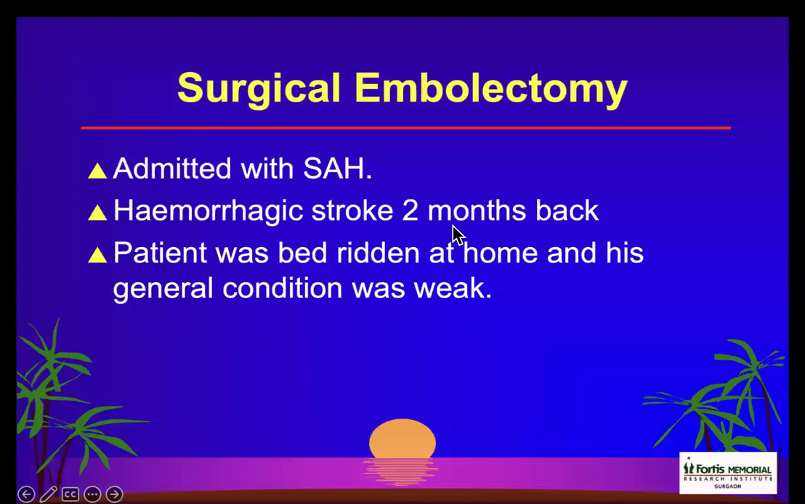He had a history of hemorrhagic stroke 2 months back, and the patient was bedridden at home and his general condition was weak. He also had acute kidney injury. That's why MR angiography was done rather than CT pulmonary angiography in this patient. So clearly this case was not a candidate for systemic thrombolysis, and this patient underwent surgical embolectomy.